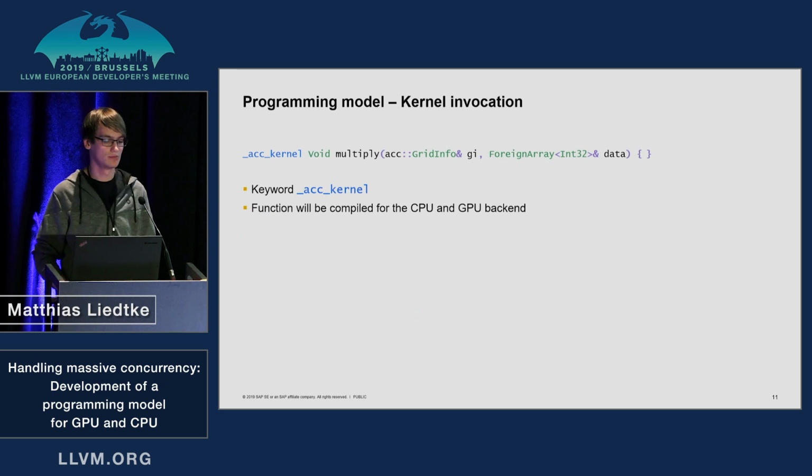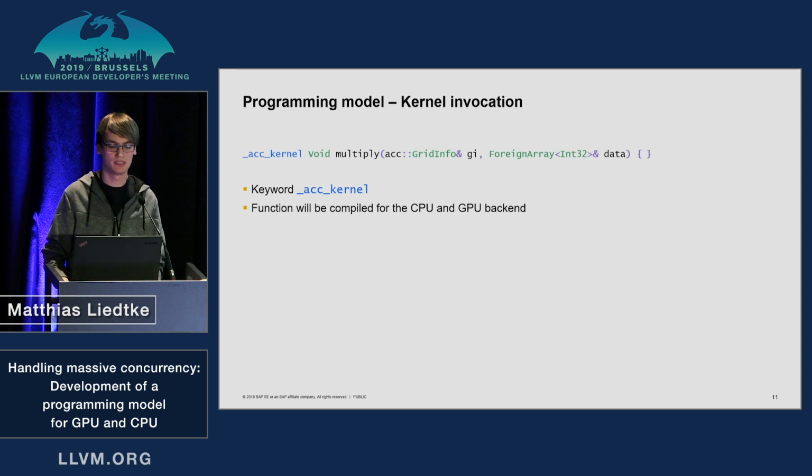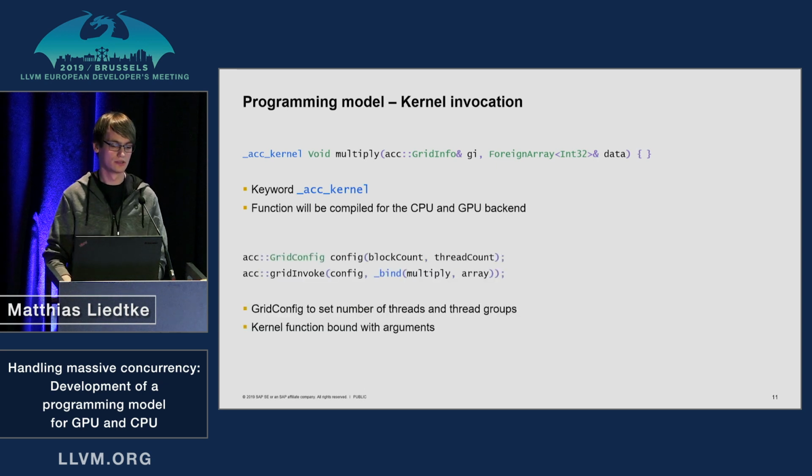So kernel functions are simply marked by a keyword to know, okay, this has to be compiled for the CPU and the GPU backend. So what we do is we split the code into two binaries, and one we compile for the CPU and one we compile for the GPU. And it's all JIT compiled, and then we can call from one to the other. And yeah, if you have defined your kernel, you can also call it.